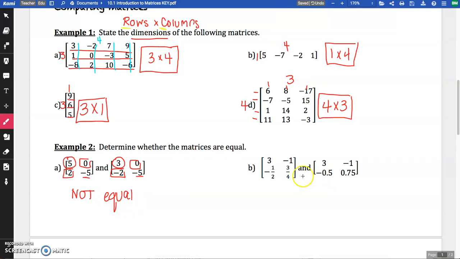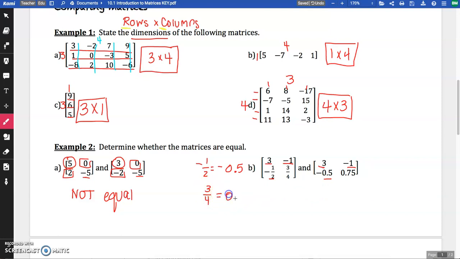Now when I look at the next one, just glancing at it, I might say, oh, those aren't equal. But if I look a little bit more closely, these entries match. These entries match. Negative 1/2, well, I know that negative 1/2 can be written as a decimal, as negative 0.5. So those actually match. They are equivalent.